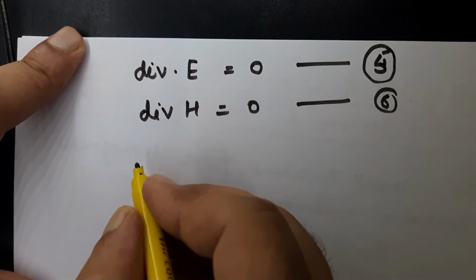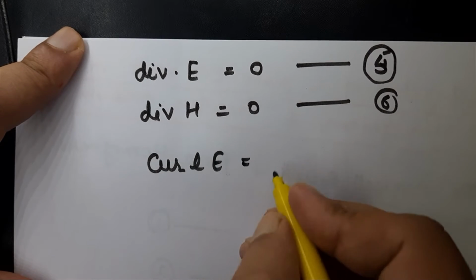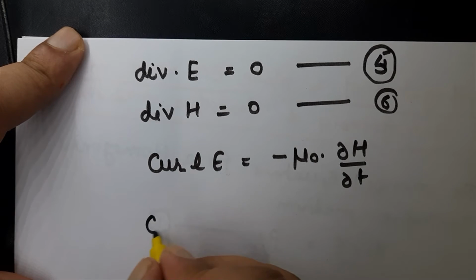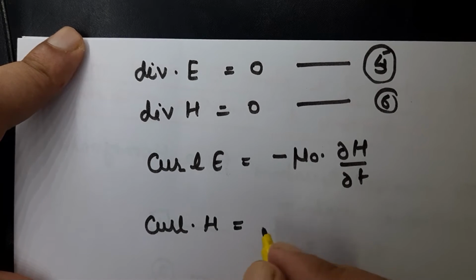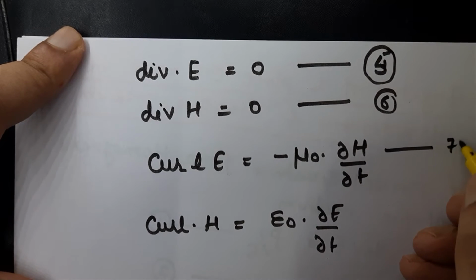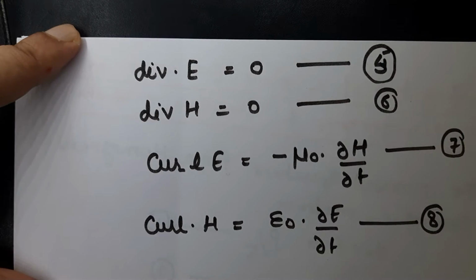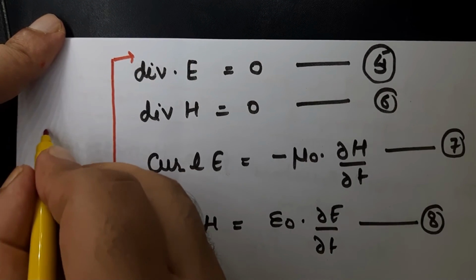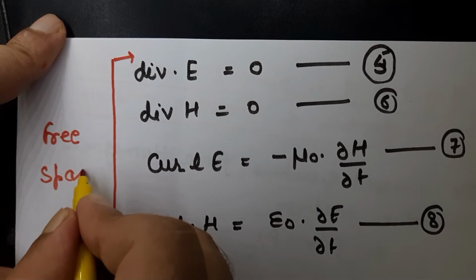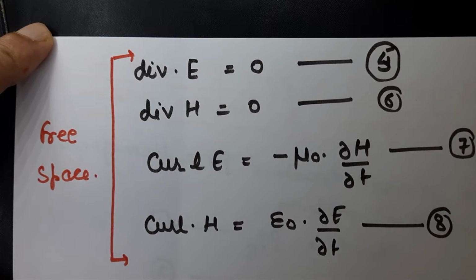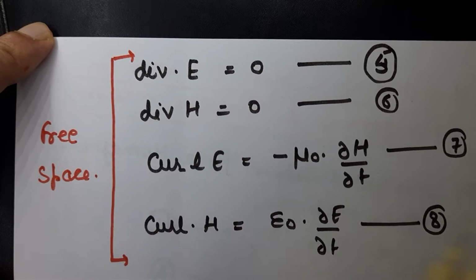The third Maxwell equation is now left with curl of E is equal to minus mu 0 del H by del t. And similarly, the last equation is now left as curl H is equal to epsilon 0 del E by del t. So these are the Maxwell equations for free space. So now I can write that these four equations belong to free space. The previous equations that we have written in the last class as well as in today's class on the last slide are in the general form. Now we have made them specific for free space or vacuum.